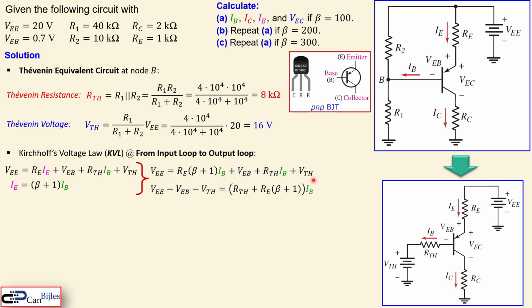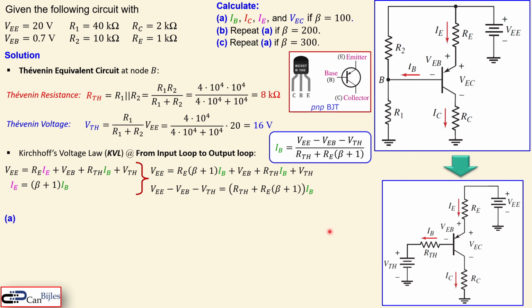So if I now collect the voltages to the left side, so VE minus VEB minus the Thevenin voltage, and then collect the IB terms in one coefficient, you can see that here, and I have now an expression. I can now set up the equation for the base current by doing the left side divided by this part of the coefficient for the IB, and then you get this expression. Okay, now we have the IB.